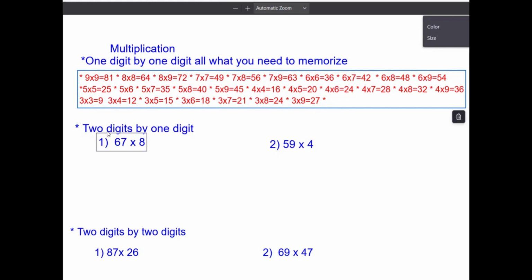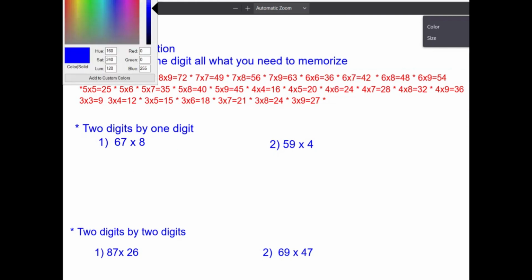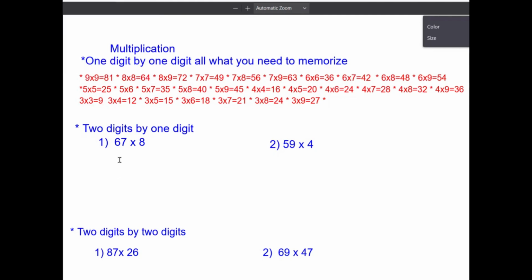Let's see how we multiply a two-digit number by a one-digit number. If you are multiplying a two-digit number by a one-digit number, all you need to do is write the digits over each other and then multiply by each one of them. For example, you have 67 multiplied by 8. You need to multiply this 8 by the 7 and then multiply it by the 6. That's all you need, so you need to be good at the multiplication step.